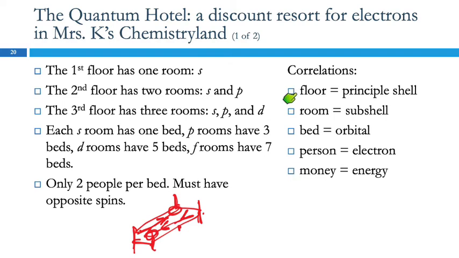Here are correlations. The floors of the hotel represent principal shells or levels. Each room is a subshell. Each bed is an orbital. Each person is an electron. And money is the energy.